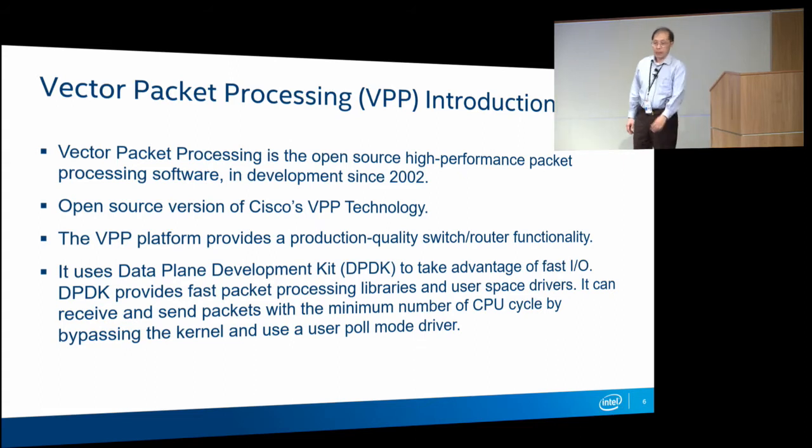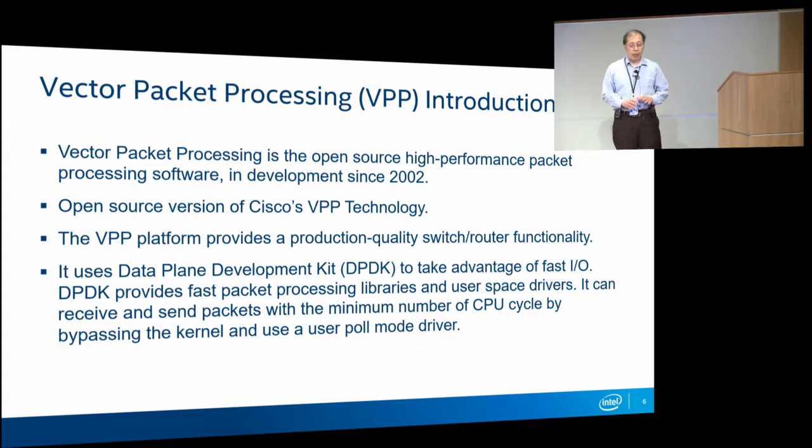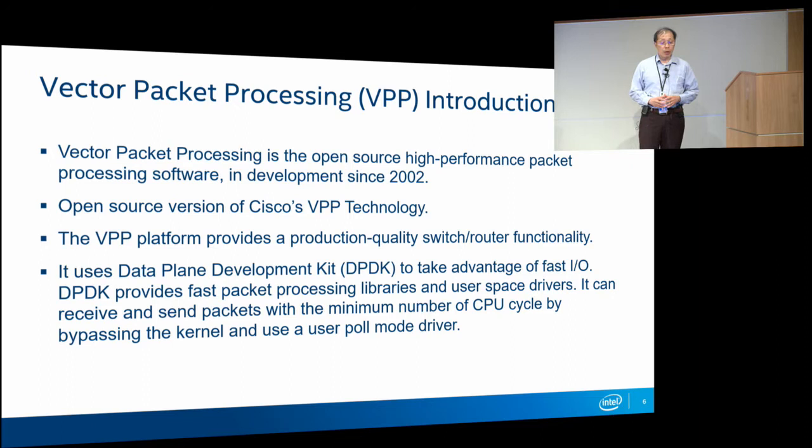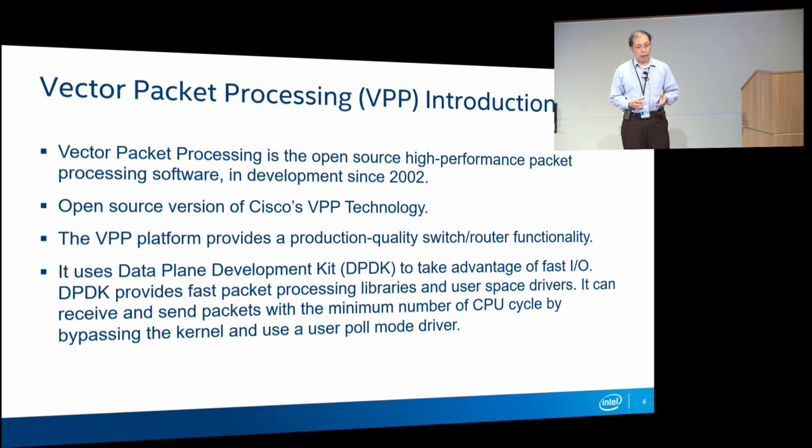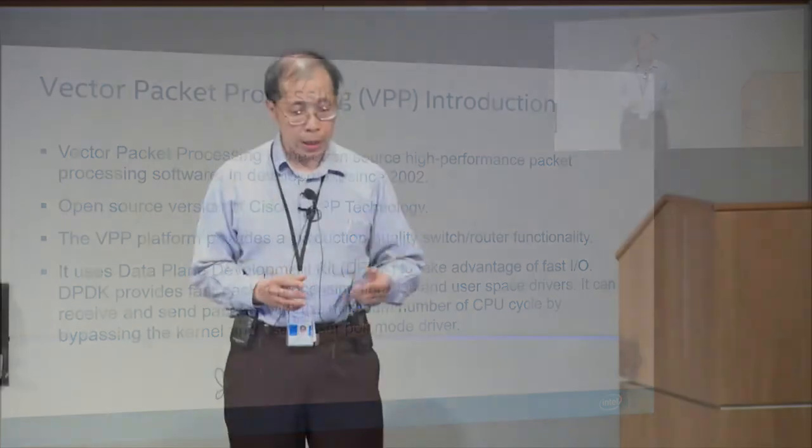VPP is the short name of Vector Packet Processing. This is open source software, so you can go there and download it as you want. It has been in development since 2002, but later on Cisco decided to open source the VPP technology. So that is the open source that we use today. I believe they still have their own technology.